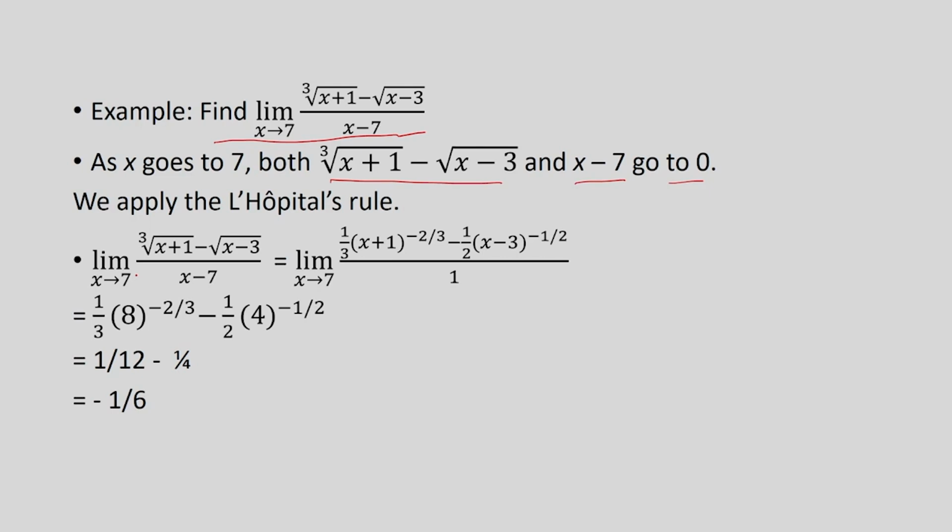So, what do you do? You apply L'Hopital's rule, and if you do that, you basically take the derivative of the numerator. So, this is the derivative of the numerator, and if you take the derivative of the denominator, it is just 1, and then you take the limit as x goes to 7. If you do that, it boils down to this expression, and then you simplify, it becomes simply minus 1 divided by 6.